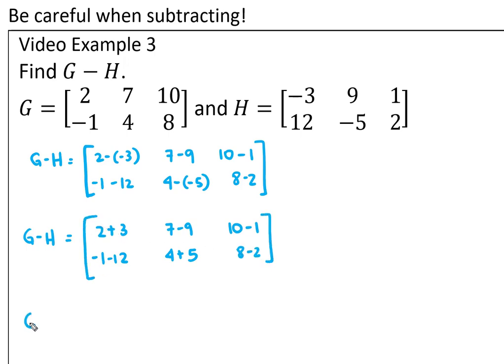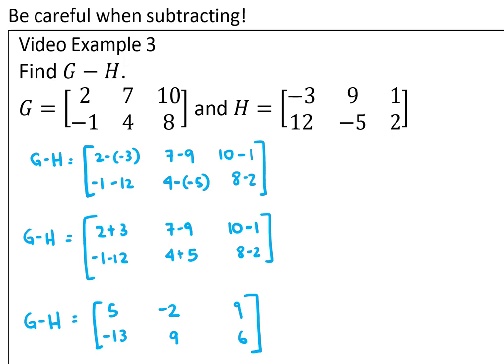Okay, now let's go ahead and simplify each of these. We change that to addition, so that's easy. 2 plus 3 is 5. 7 minus 9 is negative 2. 10 minus 1 is positive 9. But negative 1 minus 12, because those are both negative, we add their values and we keep the sign. So that becomes negative 13. The 4 plus the 5 becomes a positive 9, and the 8 minus the 2 becomes a 6. And make sure to use the matrix brackets around your matrix each time.